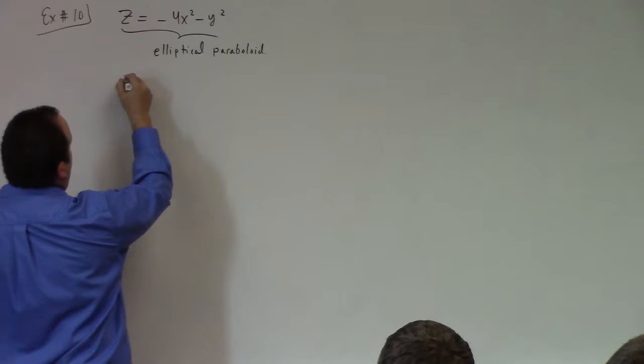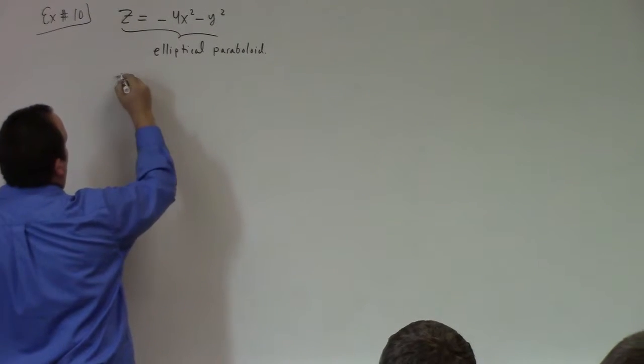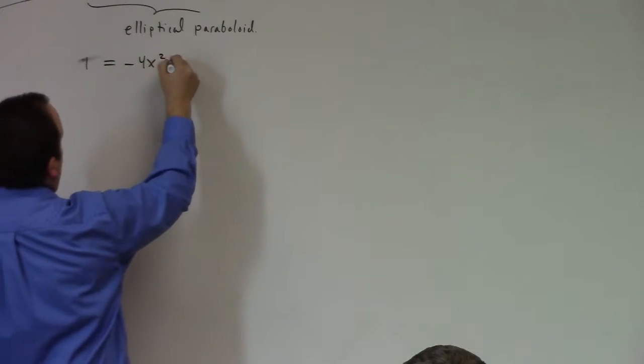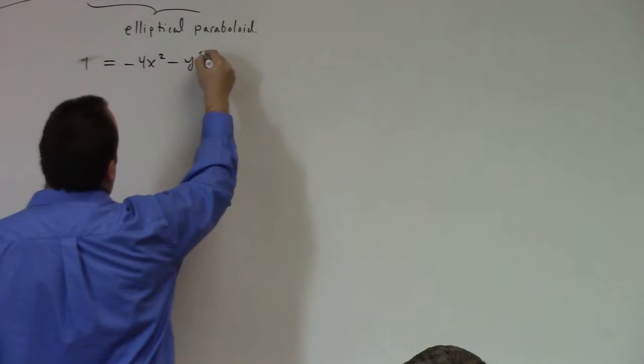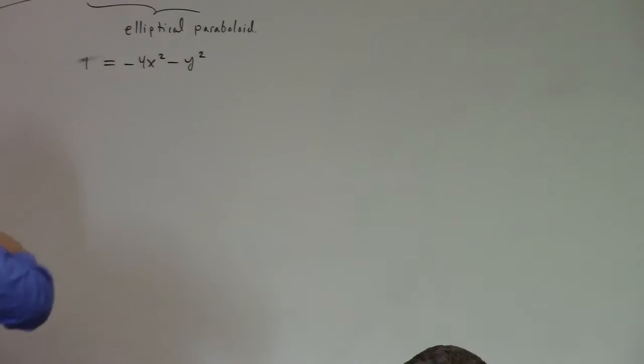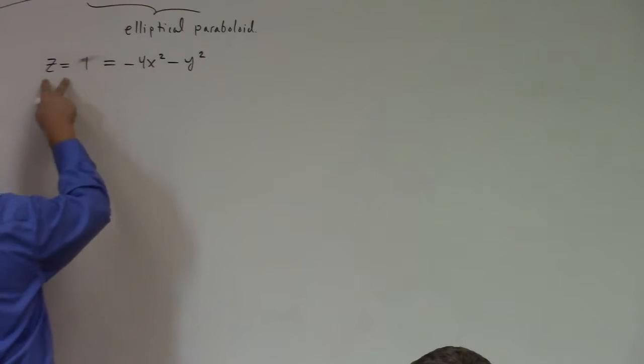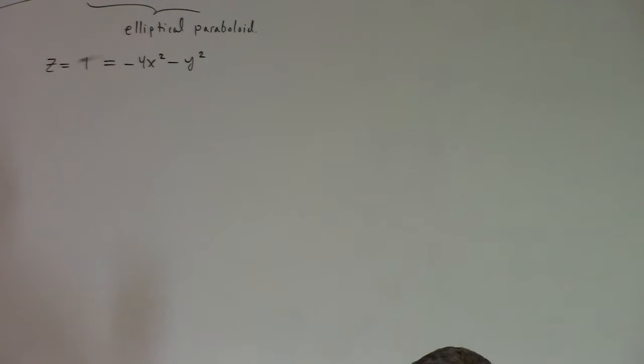if you look at, let's just look at a specific example. What if you look at 1 equals minus 4x squared minus y squared? That looks like it might be a level surface. I'm thinking z equals 1. So this would be like the intersection of the z equals 1 plane and this elliptic paraboloid. What's the solution set to that equation?